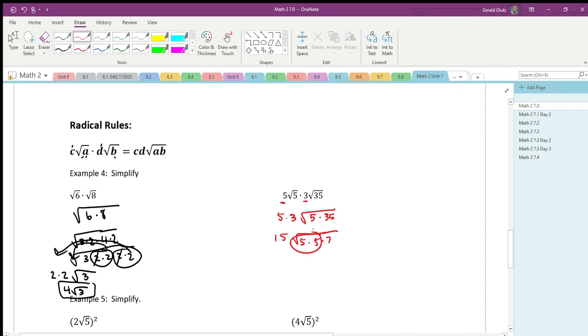So we got a pair of 5's, so that means one 5 goes away, the other one comes out. So I have 15 times 5 now on the outside, and then on the inside I'm just left with 7. 15 times 5 is 75. Root 7.